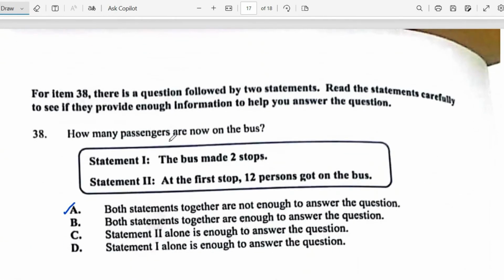Alright, let's move on to 38. For item 38, there is a question followed by two statements. Read the statements carefully to see if they provide enough information to help you with your answer.